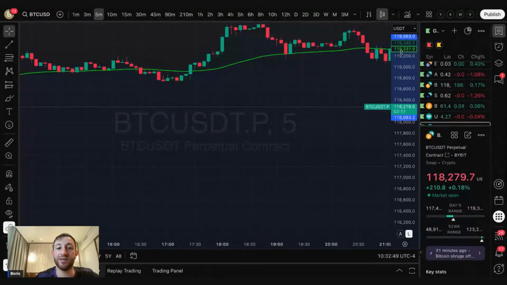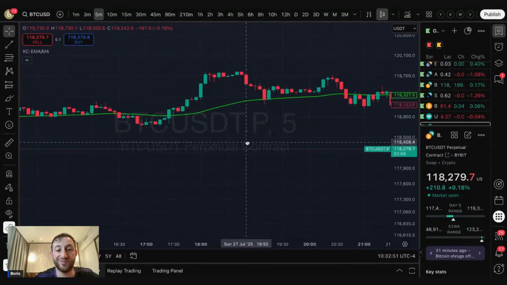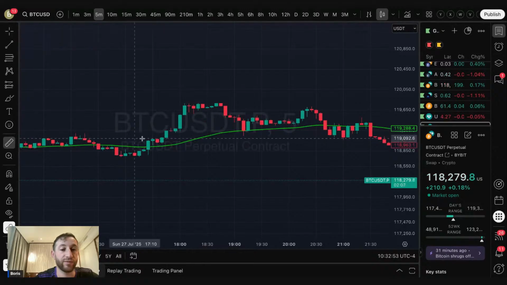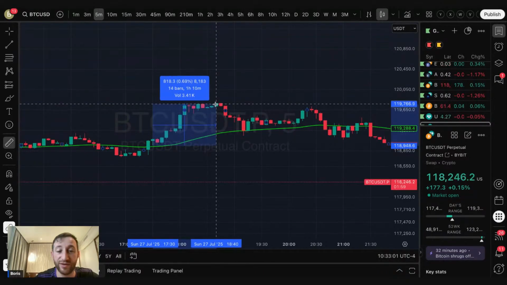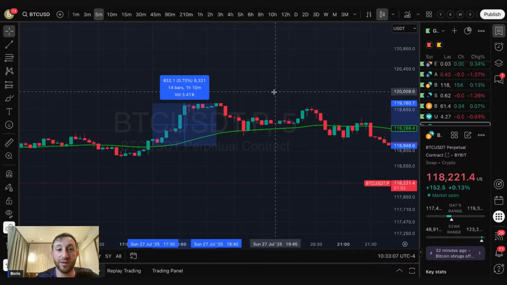Then again, right here, Bitcoin price above the 55, a 0.68% move. Again, if you're using higher leverage, this would have probably been a pretty good trade, I would imagine.